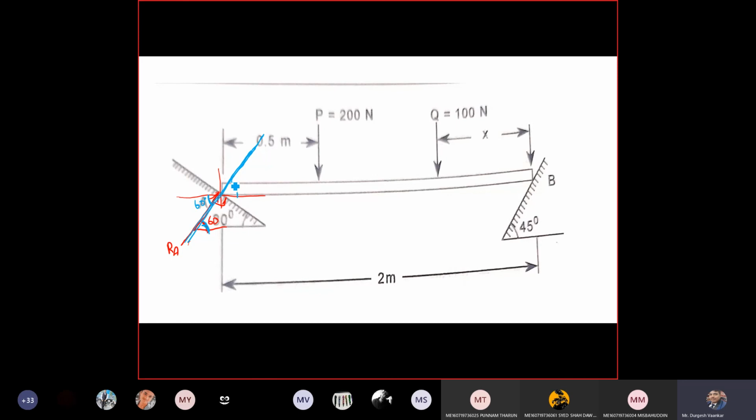What about this angle? This force with respect to horizontal is 60 degrees. Same force, with respect to horizontal 60 degrees. Now is it clear? Any doubt? Here also the same thing. Now tell me, here 90 degrees, here 45 degrees. With respect to horizontal, how much is it? This force is making an angle of 45 degrees with respect to horizontal. 45. Now it is clear.